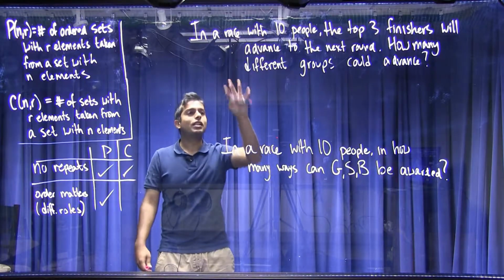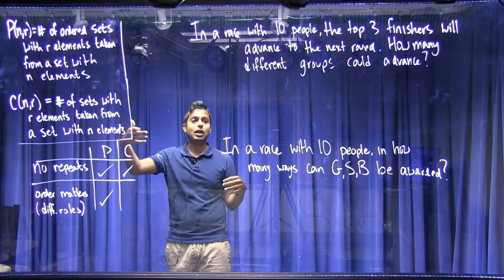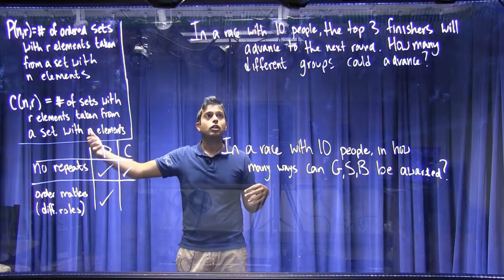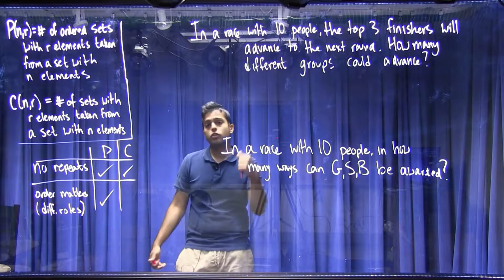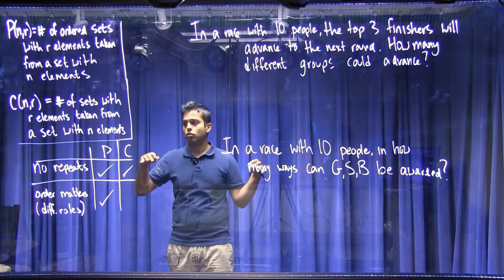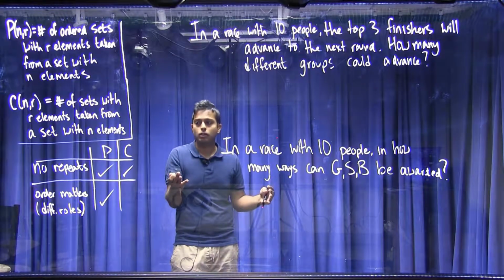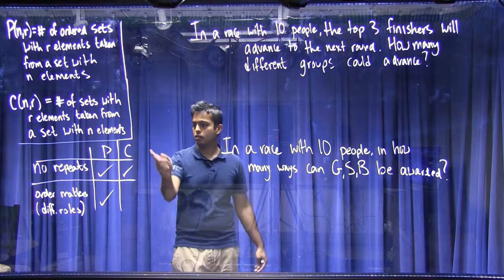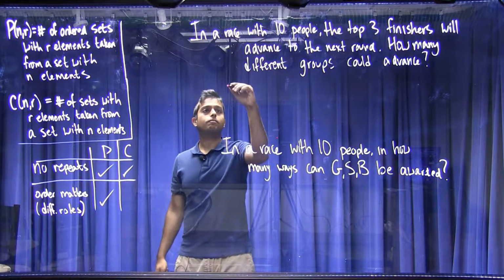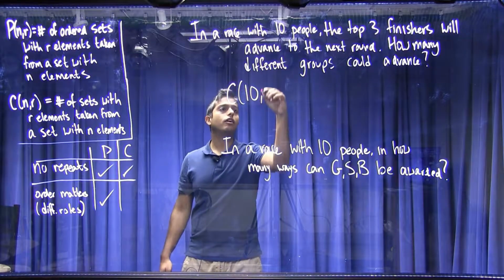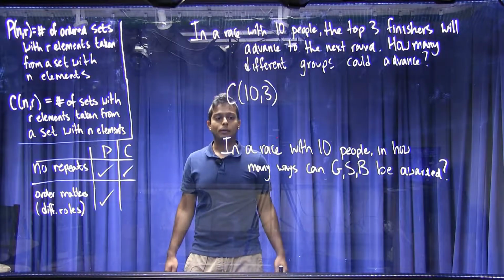In this scenario, if you're running this race, it doesn't matter to you whether you're first or second or third, because you're just going to go to the next round and run again against some more people. So here, the order of the finish doesn't matter at all. You could be first, you could be second, you could be third. The same thing happens to you. Of course, we can't have repeats. The same person can't finish first and second, for example. So we're in a combination situation because, again, no repeats, but the order does not matter. So this one would be C(10,3) because we have 10 people and 3 of them will advance to the next round.